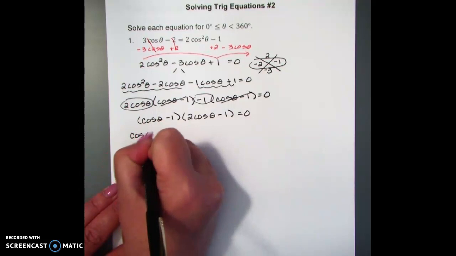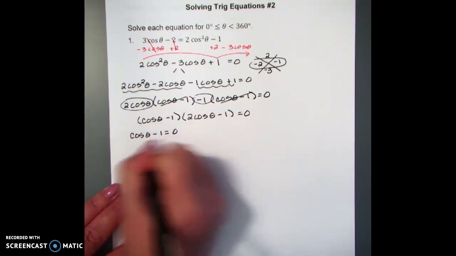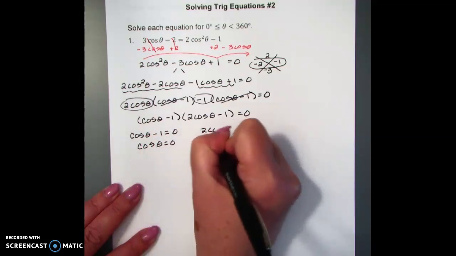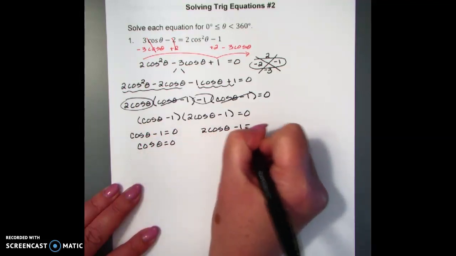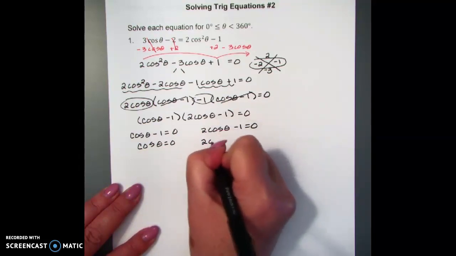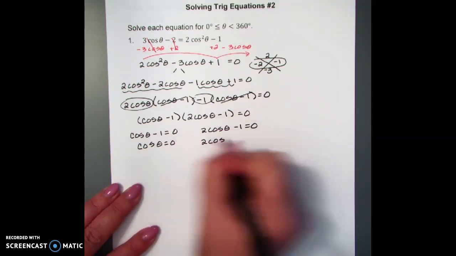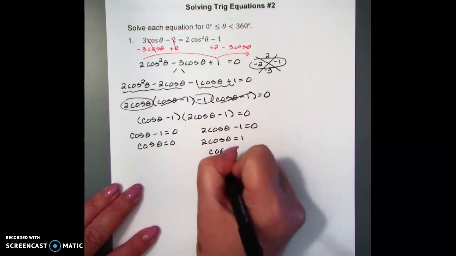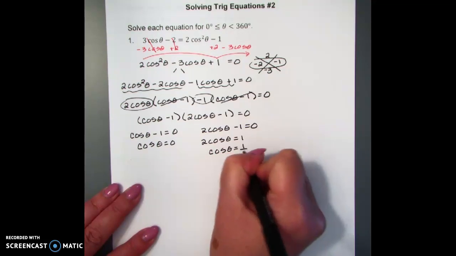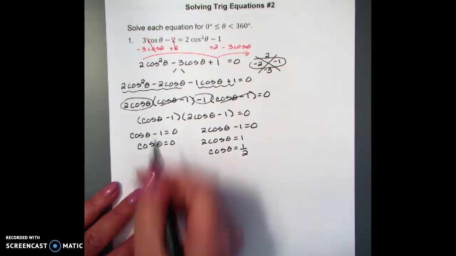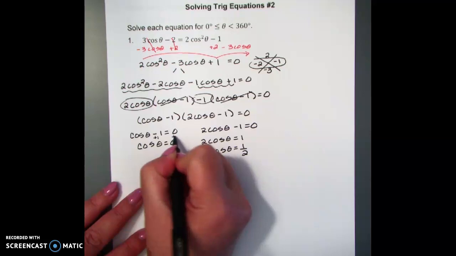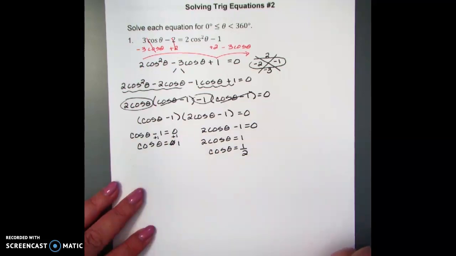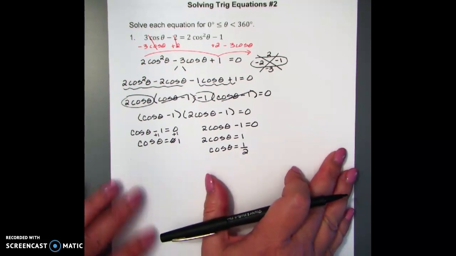So if cosine of theta minus 1 is equal to 0, that means that cosine of theta is equal to 1. And if 2 cosine theta minus 1 is equal to 0, adding 1 to both sides, I get 2 cosine, come back to that in a second. Okay, cosine of theta is equal to 1, and cosine of theta is equal to 1/2. So I do notice that I made a mistake. I should have added 1 to both sides, so this side should say 2 cosine theta is equal to positive 1. So again, everybody makes a mistake, right?